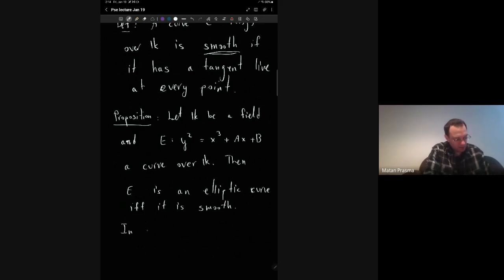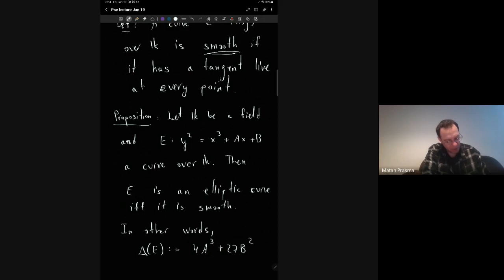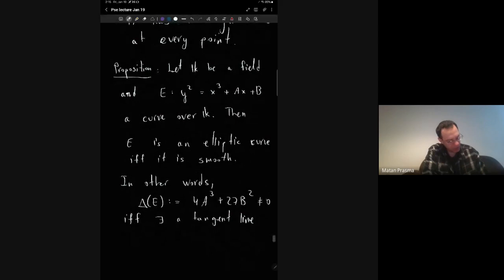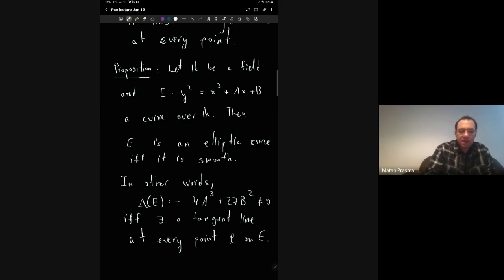In other words, delta E is non-zero. Delta E is this, 4A cubed plus 27B squared, is non-zero if and only if there is a tangent line at every point P on E. Okay, is the statement clear?